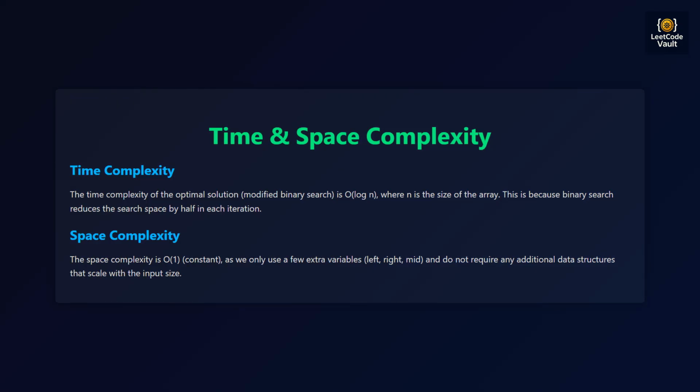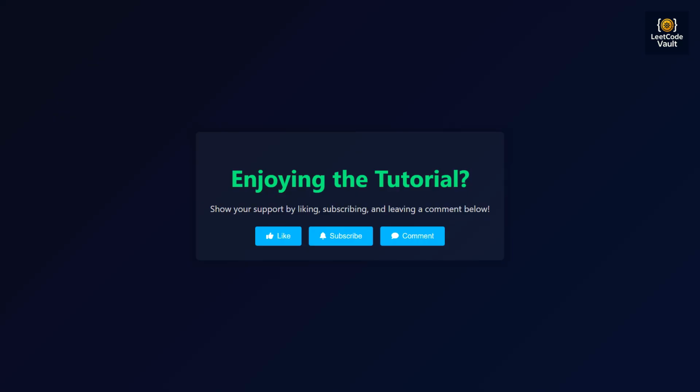Time and space complexity. The time complexity of our modified binary search is O of log n, logarithmic time. This is a significant improvement over the linear O of n complexity of the brute force method. This means the search time grows proportionally to the logarithm of the input size, making it highly efficient for larger arrays. The space complexity is O of 1, constant space, because we're only using a few variables to track pointers and indices. We don't create any large auxiliary data structures. So, both time and space-wise, this approach is far superior for this problem.